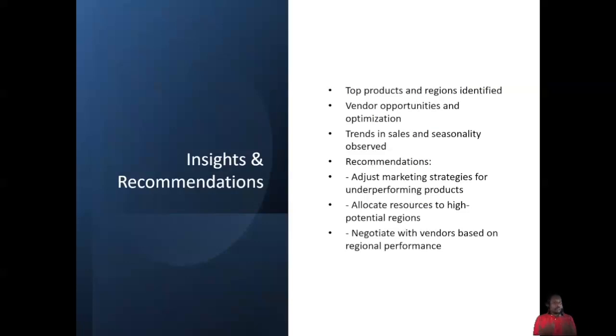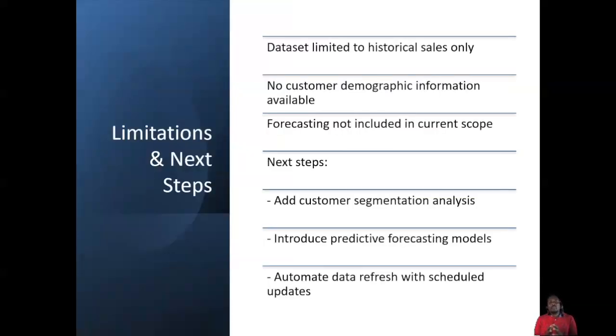However, we can look at these recommendations, we also have some limitations. The data set is limited to historical sales only, meaning the only data that we have will only give the analysis of that specific one. If you have, say, one year worth of data, that is the amount of data that we're going to do analysis for. So no customer demographic information is available. If there is, well and good. If not, then that brings us another limitation. Then forecasting is not included in the current scope at this moment.